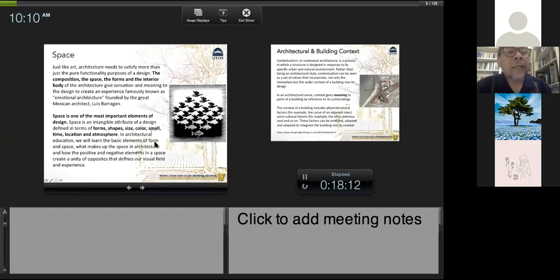Just like art, architecture needs to satisfy more than just the pure functional purpose of the design. The composition, the space, the form, and the interiors of the architecture give sensation and meaning to the design, to create an experience famously known as emotional architecture, founded by the great Mexican architect, Luis Barragán.